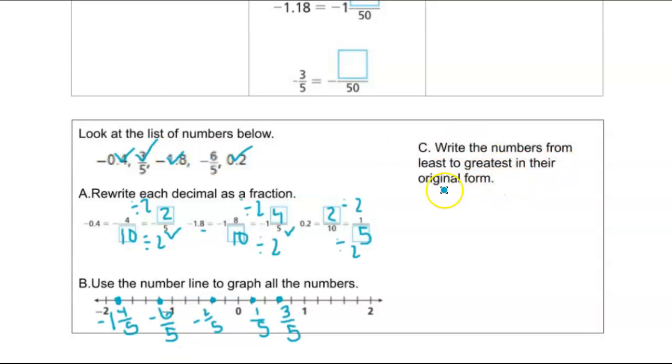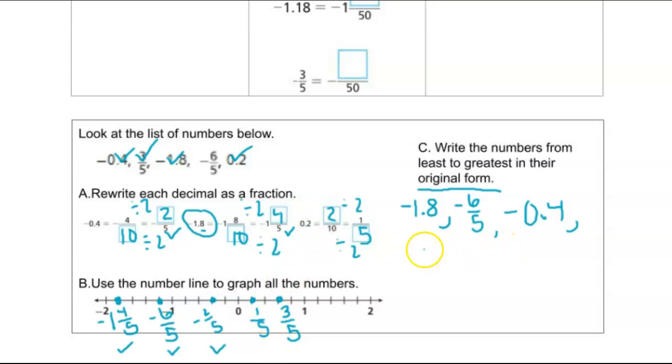And we're going to write the numbers from least to greatest in their original form and original form only. So if I look at negative 1 and 4/5, that original one was negative 1.8. I did this one. Negative 6/5, that was the original form. Negative 2/5 was originally negative 0.4. 1/5 original form was 0.2. And 3/5 original form was 3/5.